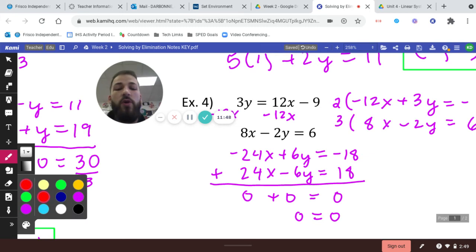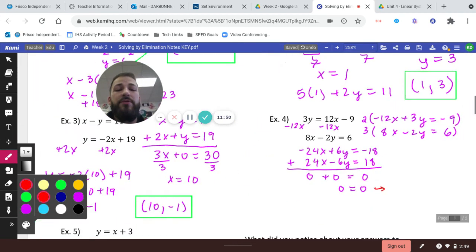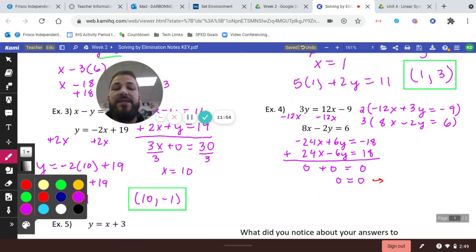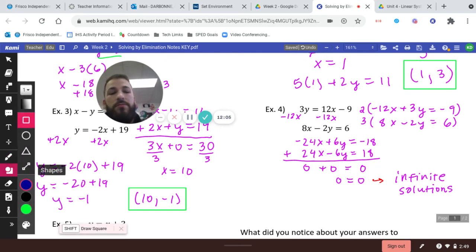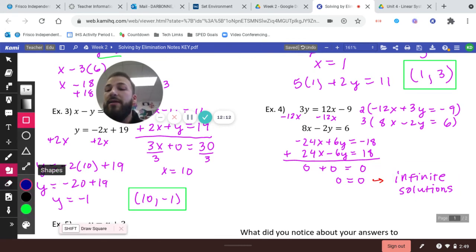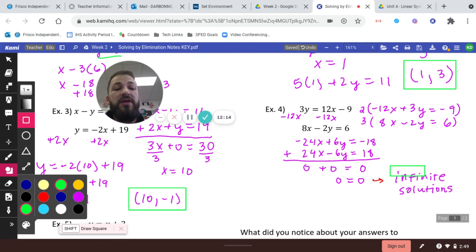We did this before. If we get 0 equals 0, that means our two equations were the same, which means our answer is infinite solutions. So just a reminder, anytime you get that 0 equals 0, that's basically telling you that both of the equations are the same, then that means it is infinite solutions for our answer.